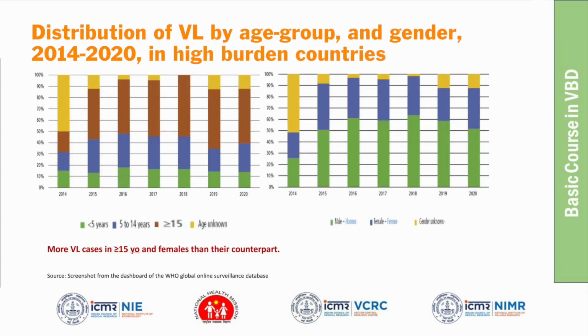Here we are seeing the distribution of VL cases by age group and gender between 2014 and 2020 in high burden countries. As you have seen in CL, the VL cases are more in people over 15 years of age, the brown color here in the left panel. In CL, both males and female are equally affected, whereas in VL we are seeing that more females are affected than males. So here also, the people with more than 15 years of age are more affected, but here the females are more affected than males.